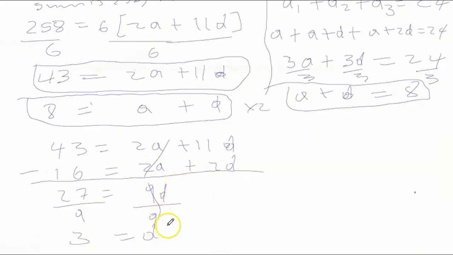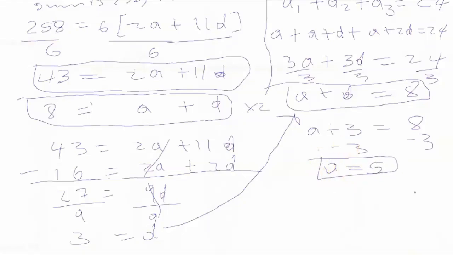And if d is equal to 3, we can substitute it in any one of the equations. Substituting into this equation, if d is 3, it means a plus 3 is equal to 8, which means subtract 3 from both sides. It means a is equal to 5.